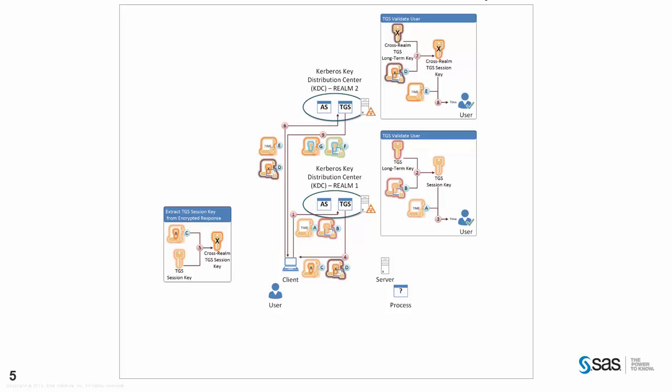The ticket granting service on the KDC in realm 2 sends the KRB TGS response to the client containing the service ticket F encrypted with the service long-term key and a service session key G encrypted with the cross-realm ticket granting service session key. Once the client receives the KRB TGS response, it takes the encrypted service session key G and decrypts this using the ticket granting service session key associated with the cross-realm ticket granting ticket, which gives the client access to the service session key.